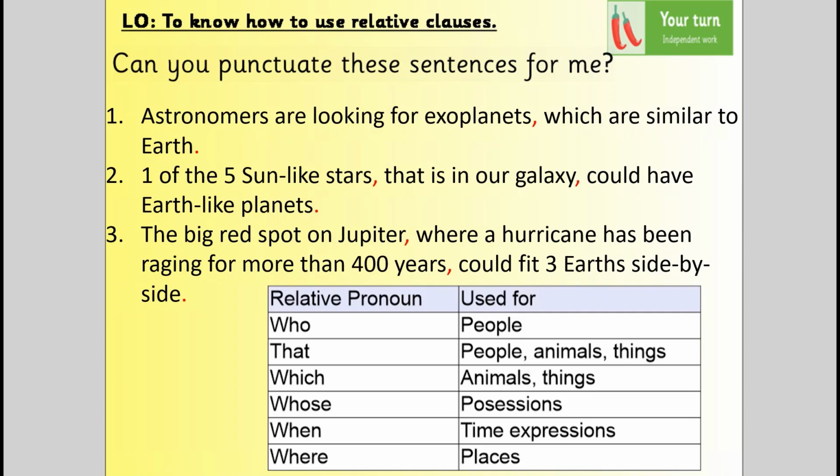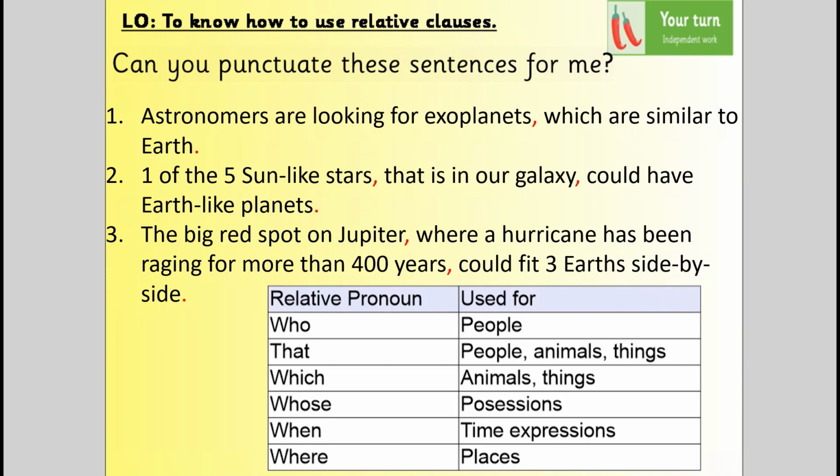And the final one, the big red spot on Jupiter, where a hurricane has been raging for more than 400 years, where being my relative pronoun. Remembering when we're adding extra information, which is our relative clause, we need to encase that with commas. So the big red spot on Jupiter, where a hurricane has been raging for more than 400 years, comma, could fit 3 Earths side by side.